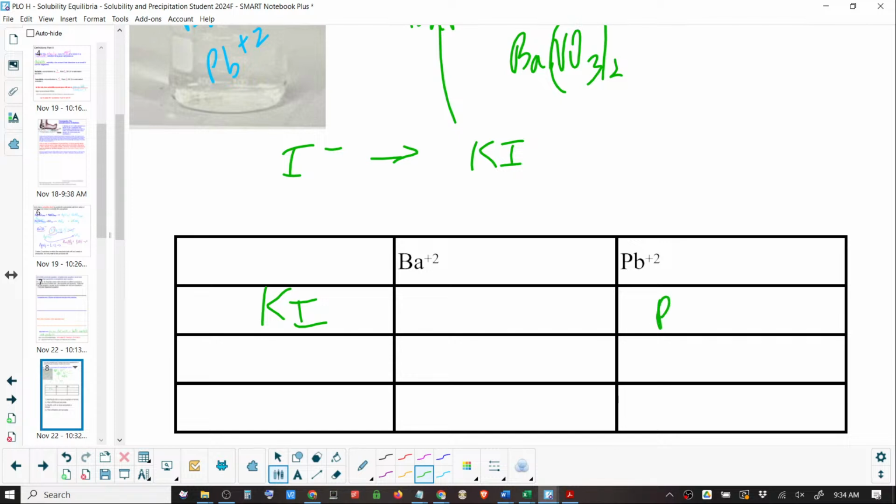PbI2, solid. And for this one, barium iodide is soluble. Yeah, then you can just put down soluble. You don't have to worry about it. And then for the second one, you can add anything that would precipitate what's left.